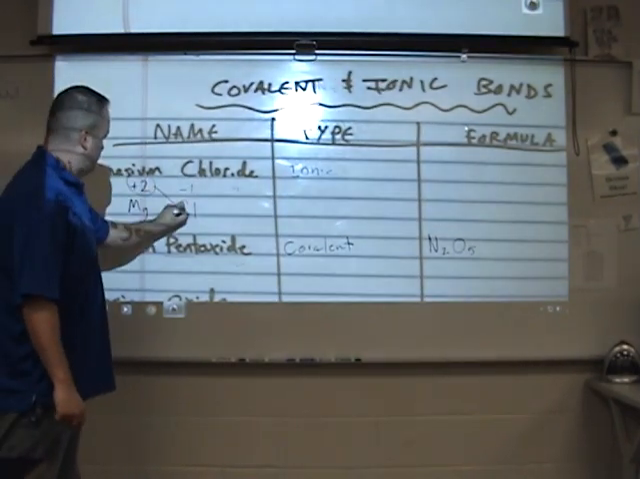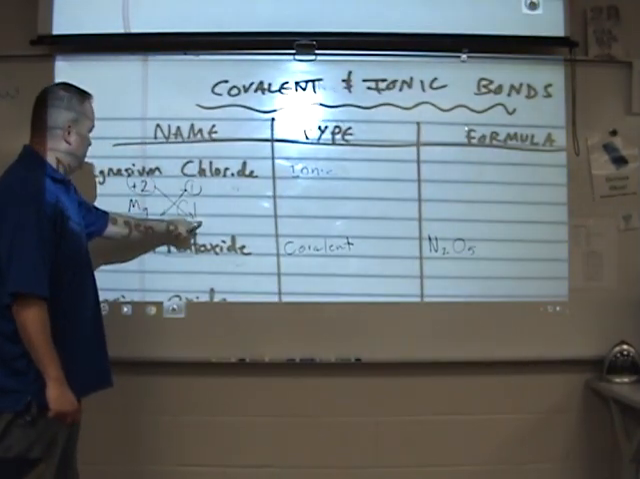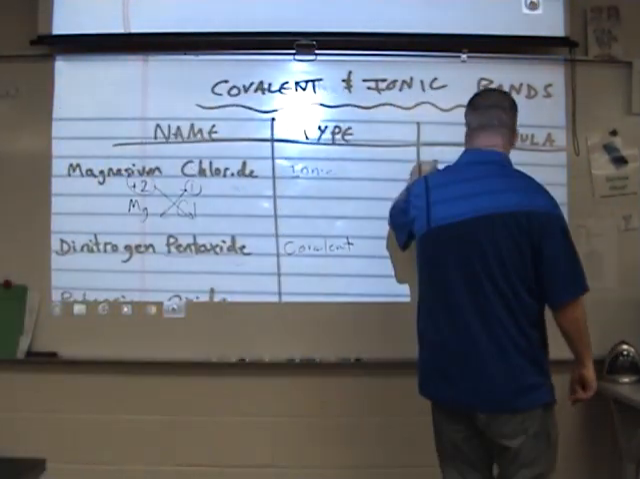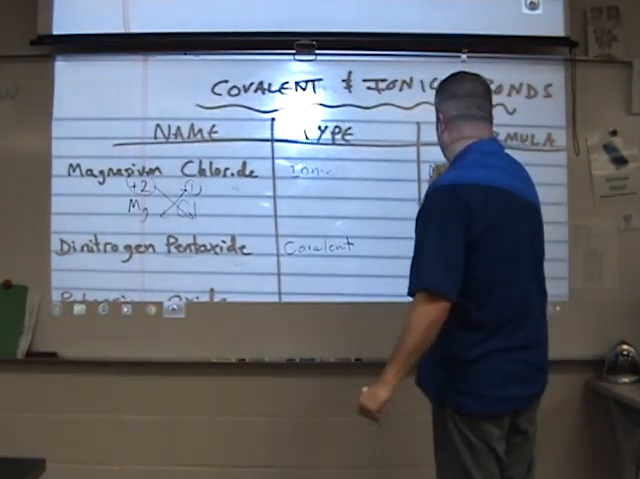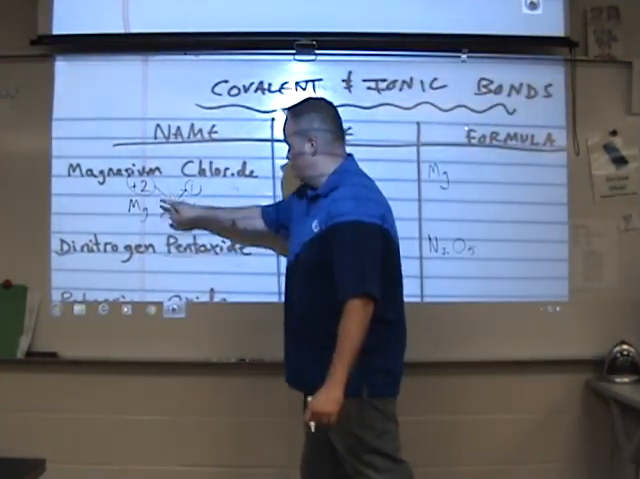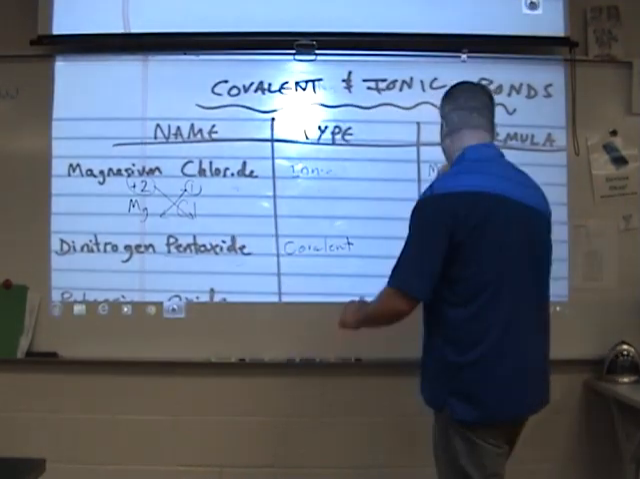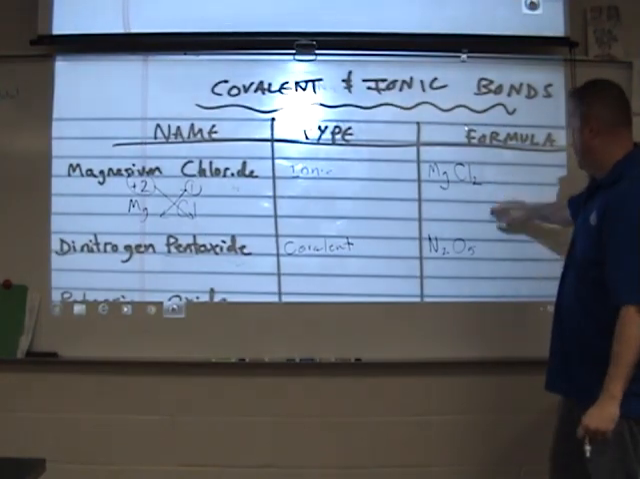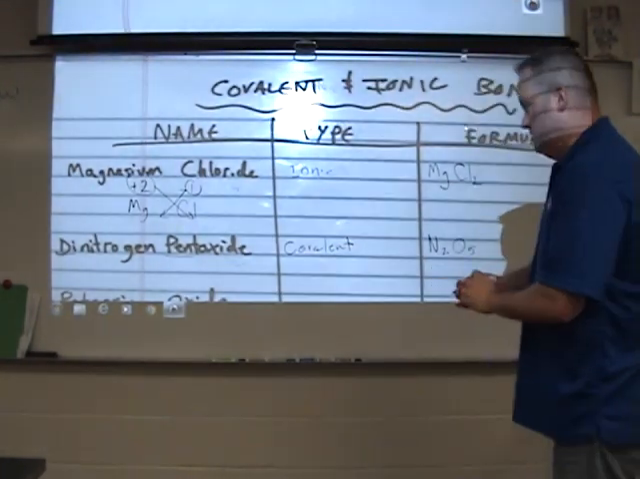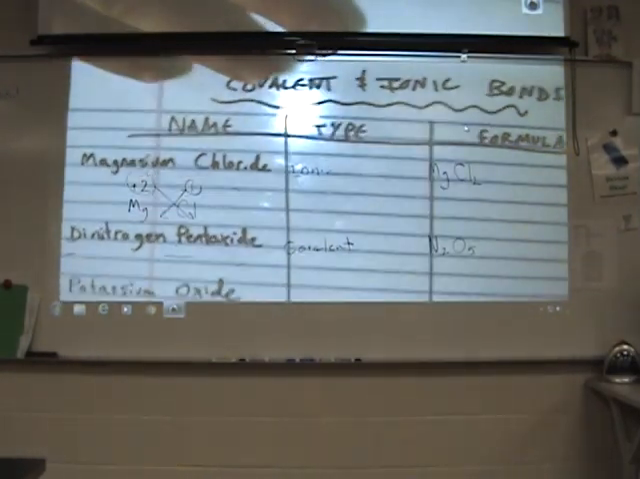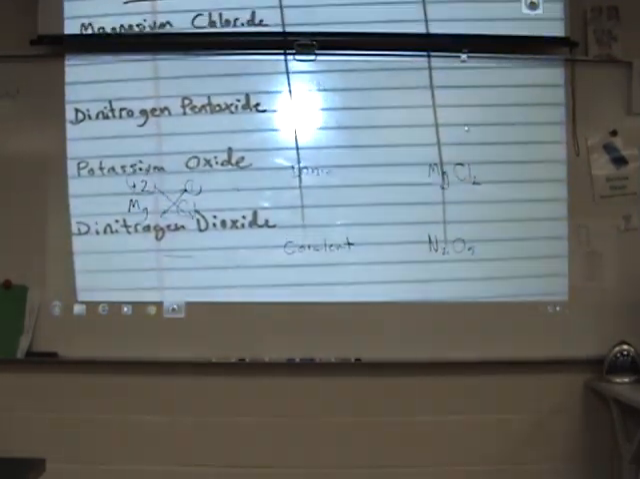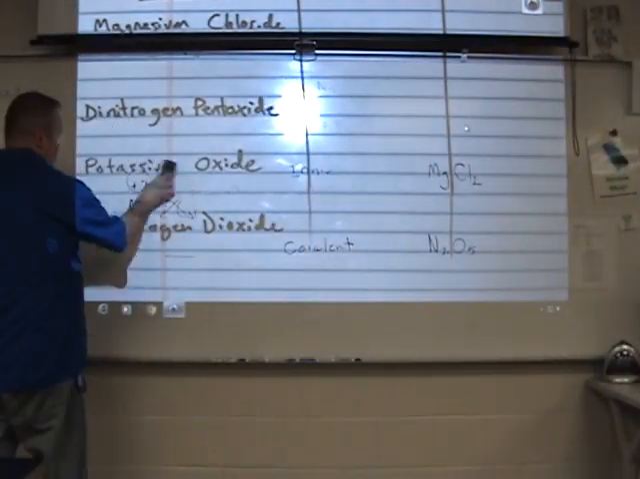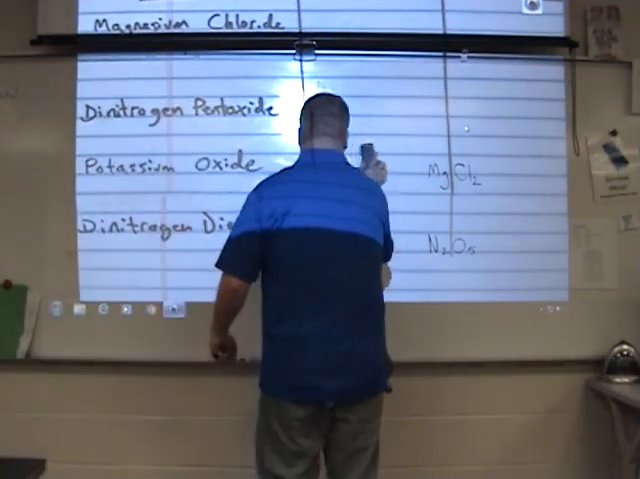The numbers just crisscross. And remember, you don't write down the 1 for magnesium. So magnesium is just going to be like that with no subscript because we don't write the 1s down. This 2 goes over here to chlorine. And that is our chemical formula. Okay? So I want you to try the next one. You have potassium oxide. Go ahead and try that one, and we'll see if you get it right.